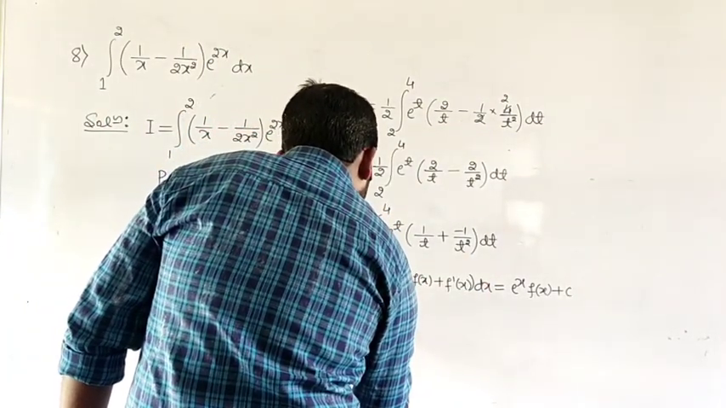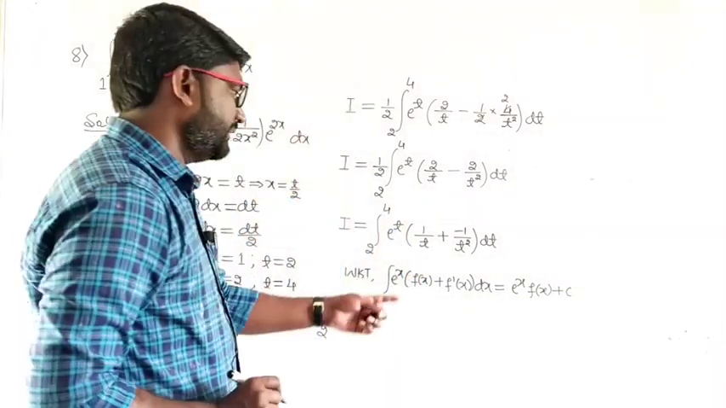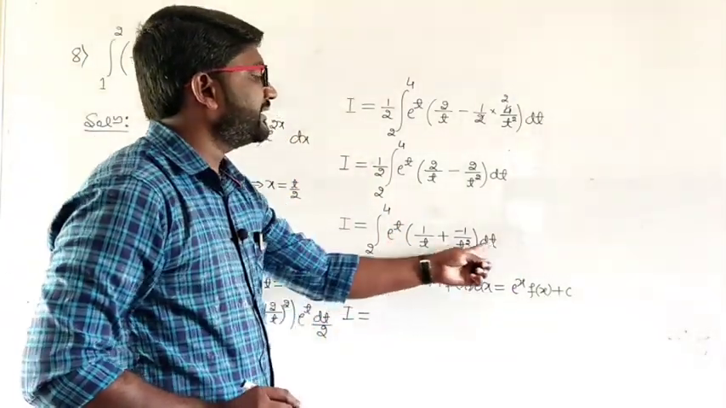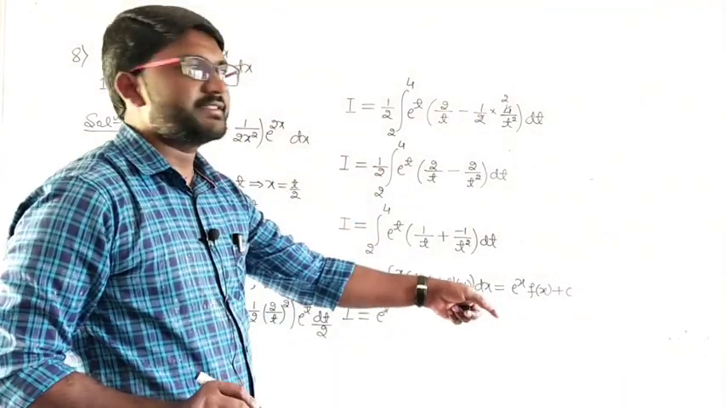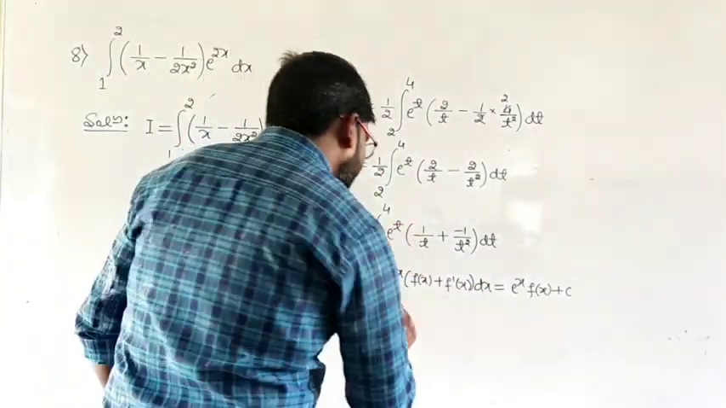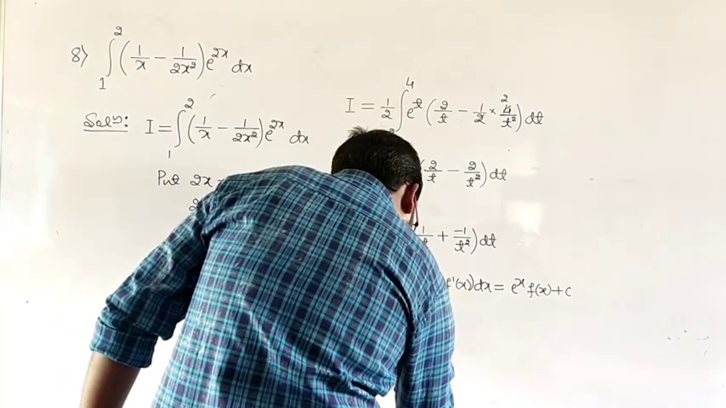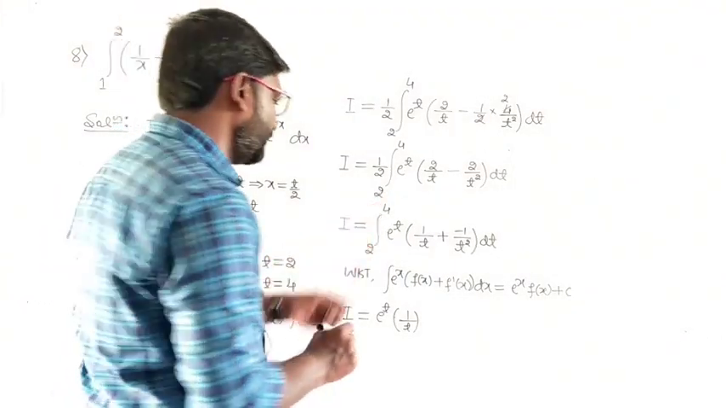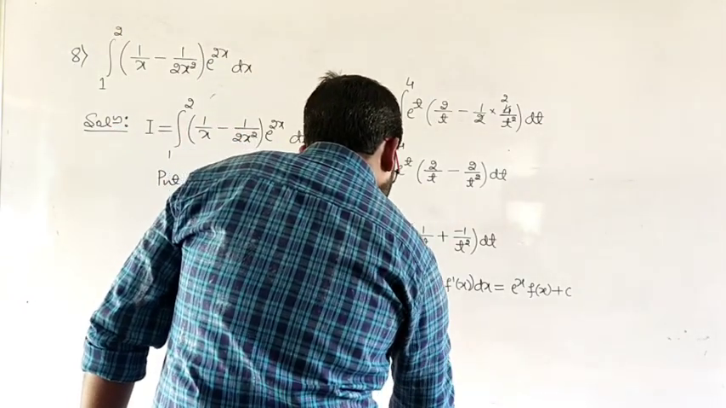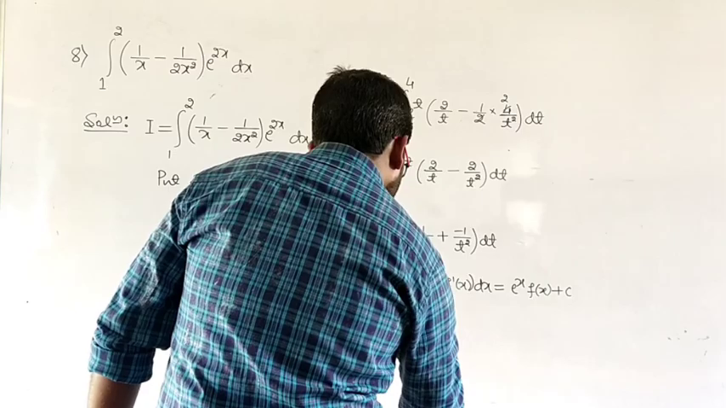I, which is equal to, so here e raised to x means here the variable is t, so I can write e raised to t into f of t, that is 1 by t, then apply the limits 2 to 4, so I consider the limits as 2 to 4.